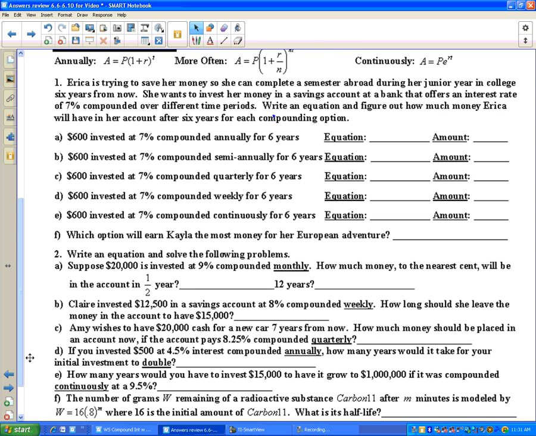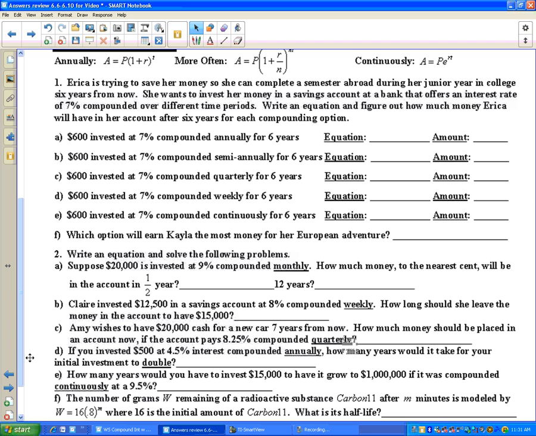All right, compound interest. Erica is trying to save her money so she can complete a semester abroad during her junior year in college 6 years from now. She wants to invest her money in a savings account at a bank that offers an interest rate of 7% compounded over different periods. Write an equation and figure out how much money Erica will have in her account after 6 years for each compounding option.